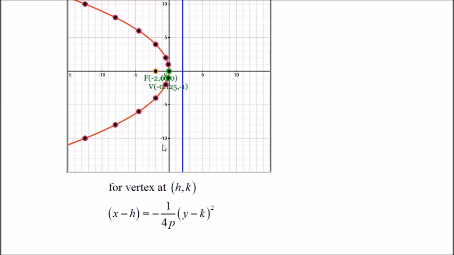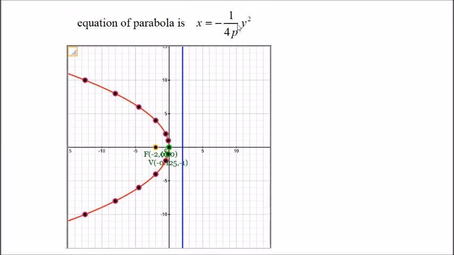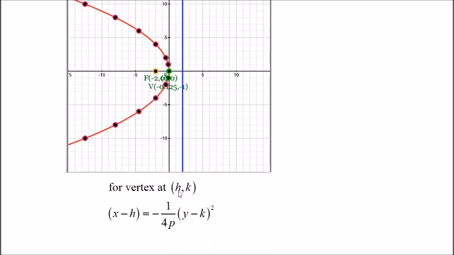So once again, if the vertex is at (0, 0), then this is the equation. If the vertex is at some point (h, k), then the equation for this parabola will be x minus h equal to negative 1 over 4p times (y minus k) squared. And that's the end of the video.